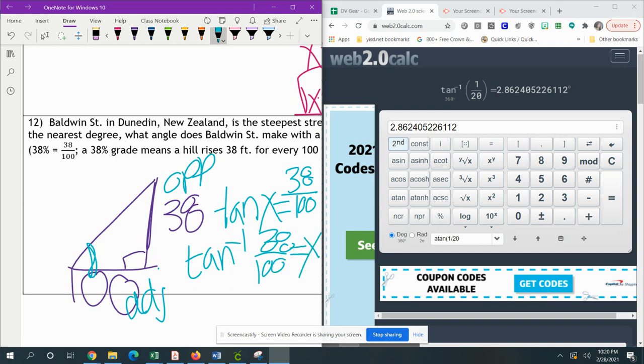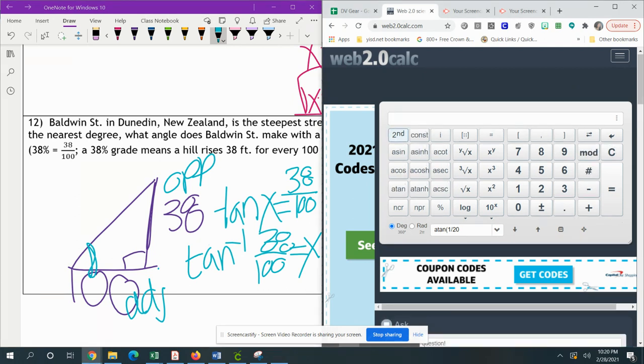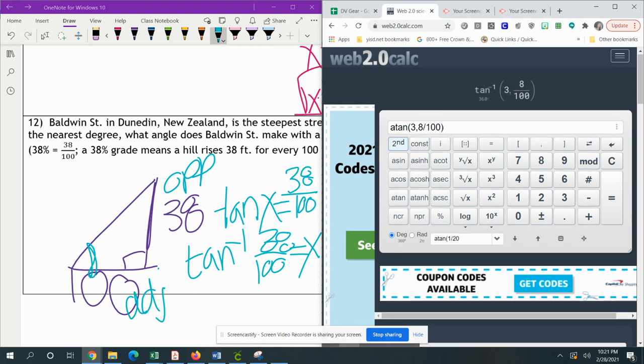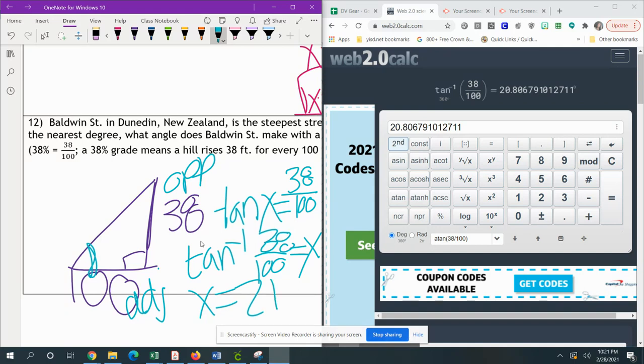Once we punch that in our calculators, let me go ahead and clear this. I'm going to press second tangent of 38 over 100. That gives us 20.8, which would be 21. So that angle makes 21 degrees.